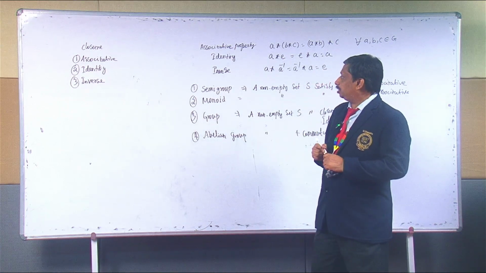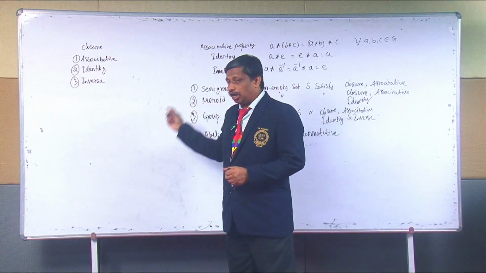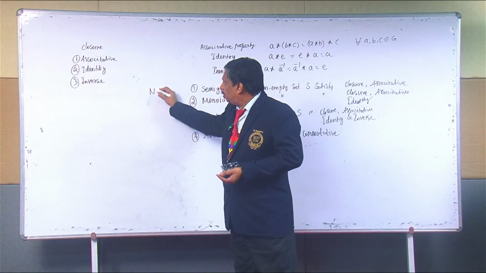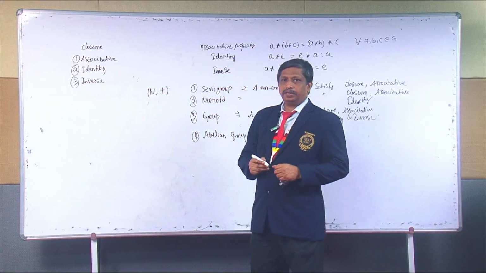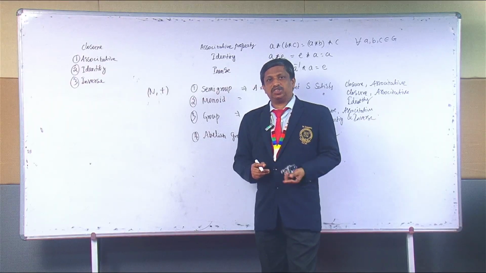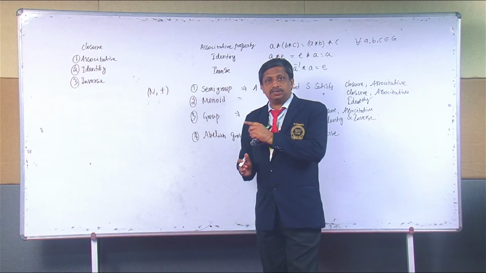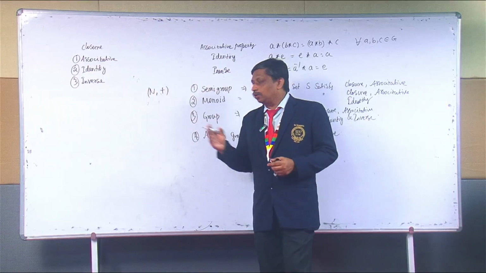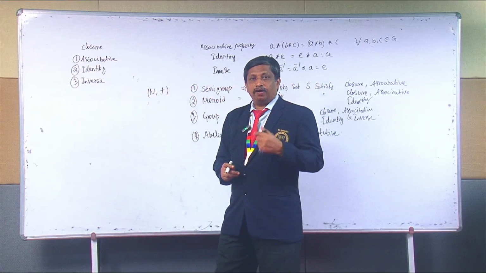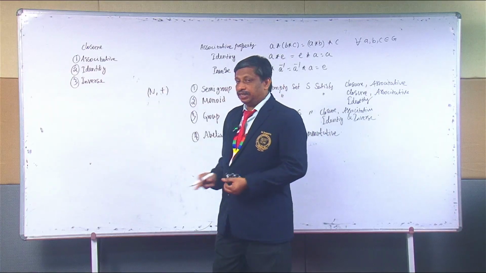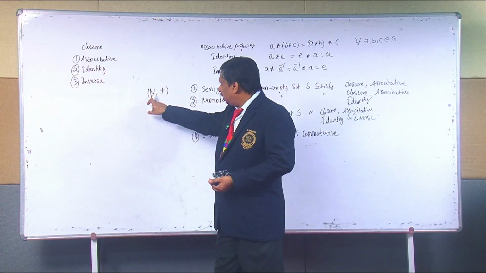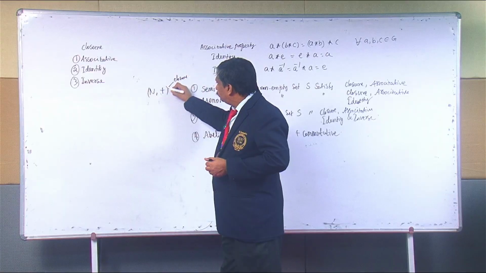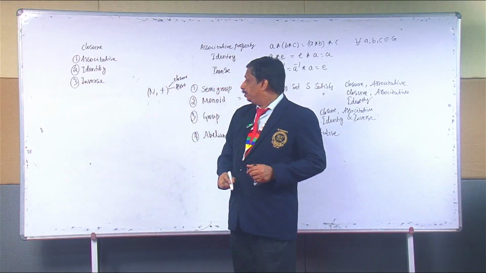Now we come to the semi-group definition, which we already saw. Now we will see an example of a semi-group. N comma plus, we already know, is a semi-group because it satisfies the closure property as well as the associative property, but it doesn't satisfy identity as well as inverse. Why? The identity element of plus is 0, but 0 isn't available in N. Therefore N comma plus only satisfies closure and associative.